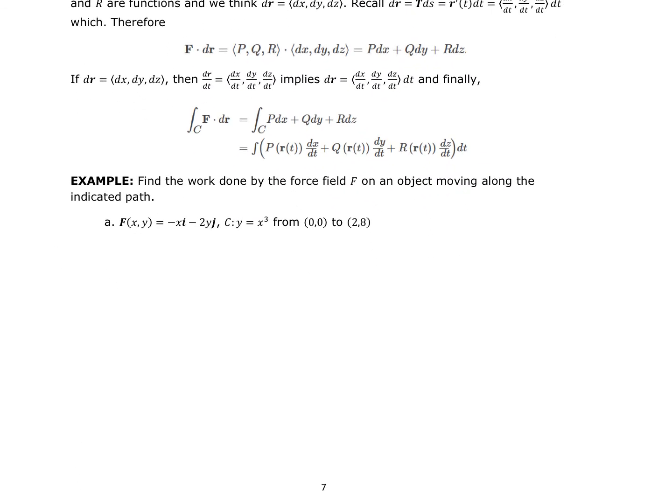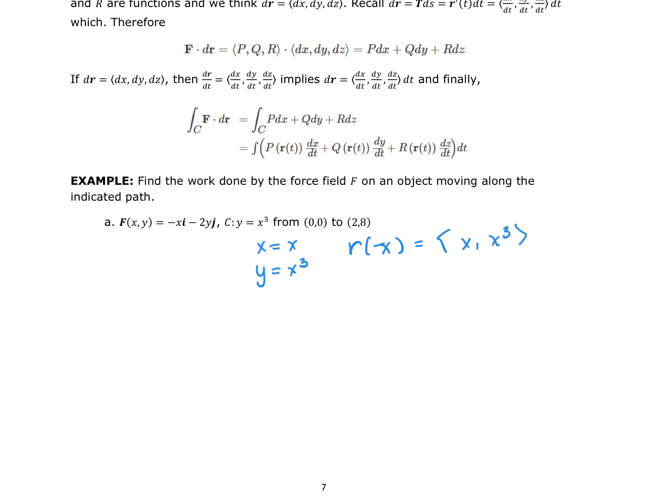So let's take a look at our first example here. We have our vector field, which is only in 2-space, and our curve is y equals x cubed. I'm going to go from (0, 0) to (2, 8). This was like our first original scalar line integral that we did before, it's already kind of got the vectors. Of course, x is equal to x, y is equal to x cubed, and then our r of x, in this case, will be (x, x cubed).